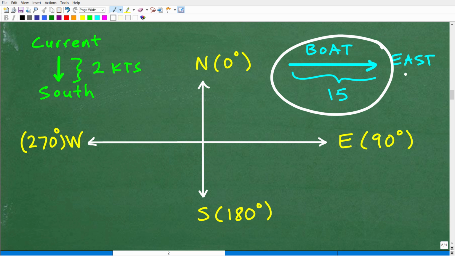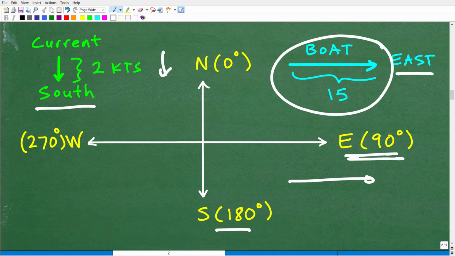So here's our boat. It's going 15 knots due east. So its arrow is pointing east. You can see my little arrow right there. And then here is my current. It's going 2 knots due south. So I'm literally drawing the arrow in the south direction. Let's combine these two arrows and do some simple vector mathematics.